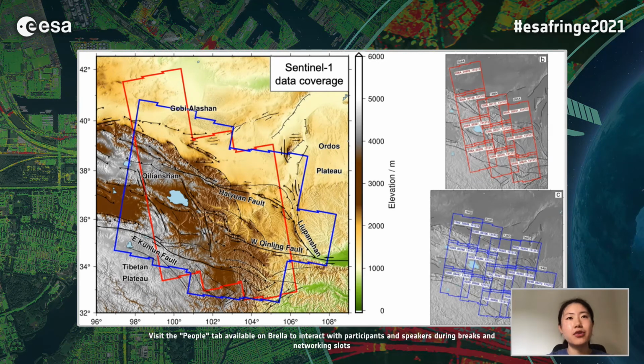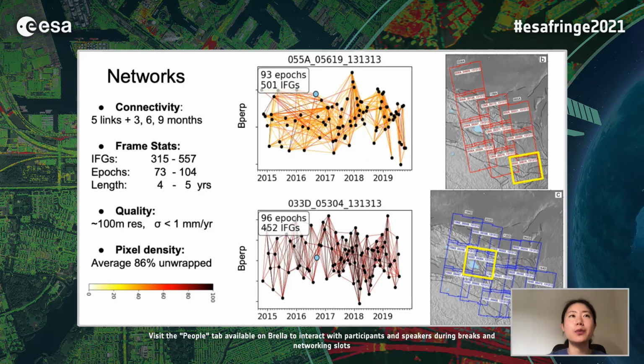So we covered the study region with 23 frames of Sentinel-1 InSAR data, 10 ascending and 13 descending. For each frame, we try to build as well-connected a network as possible, with 5 consecutive links per epoch, plus 3, 6, and 9 month long baseline interferograms. In total, across the 23 frames, we have between 300 and 600 interferograms per frame, spanning 73 to 104 epochs and between 4 to 5 years.